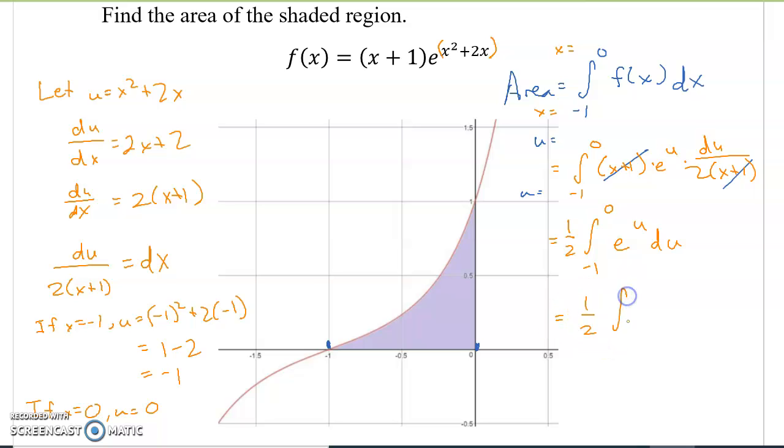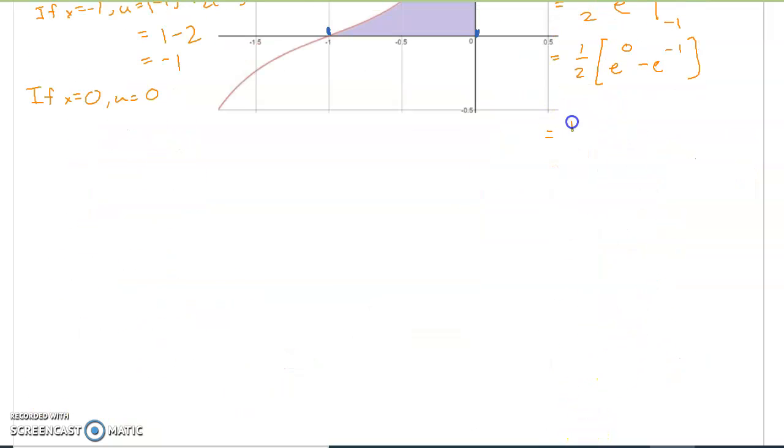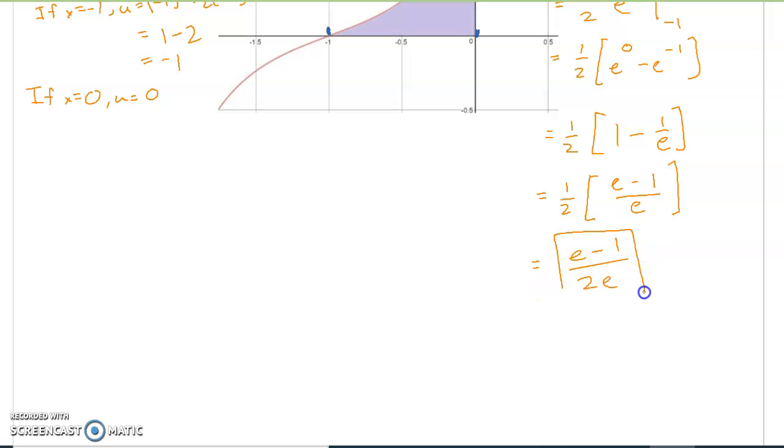We're going to evaluate e to the u at 0 and at -1, and we'll subtract the two. So we've got 1/2 times e to the 0 minus e to the -1. And that's just going to be 1/2 times 1 minus 1 over e. Or if you prefer, I kind of prefer this because it's a more compact answer. 1 is e over e, so we can get that common denominator. And we can reduce this all the way down to e minus 1 over 2e. That is your final answer.